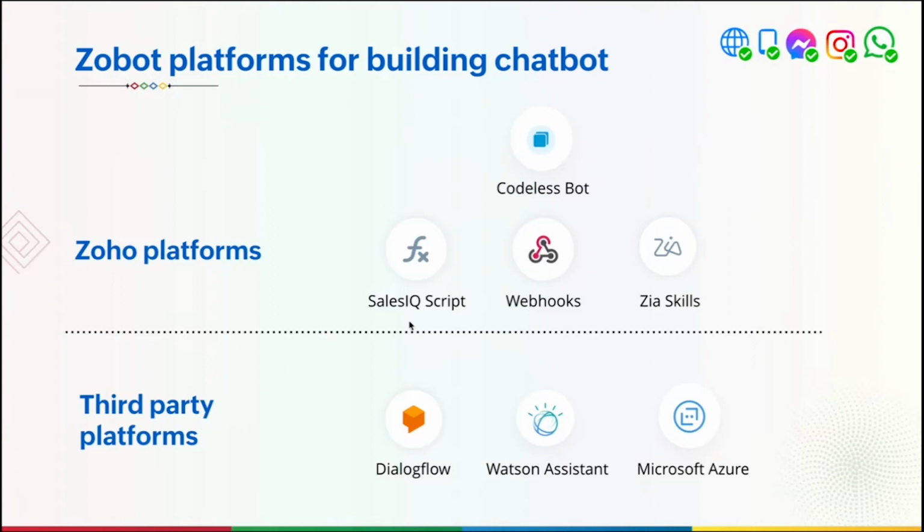The next platform would be SalesIQ Scripts. If you're someone who loves to write code, this is definitely for you. You can use Deluge and build your bot. And if you have your own chatbot on your own server or any third party server, you can hook those bots with Webhooks and deploy them for your business. Then we also have Zia, Dialogflow, Watson, and Microsoft Azure. If you have bots on these platforms, you can connect them with SalesIQ and deploy them for your business. So these are the 7 different platforms we have in SalesIQ.